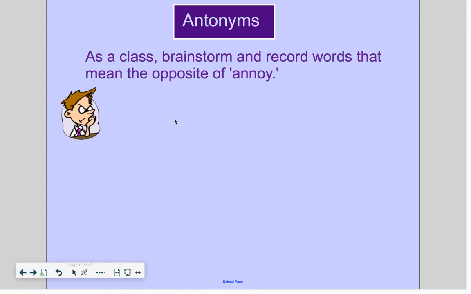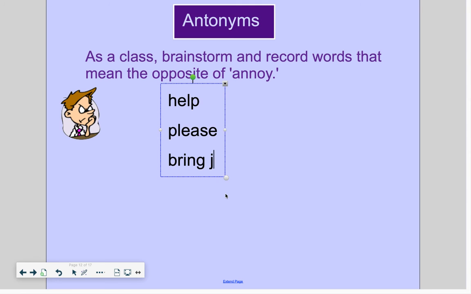And so the antonym now would be for annoy. So the opposite of annoy. So maybe help. Someone's annoying you; maybe they are helping you, maybe pleasing someone. If they're making you happy, then they are bringing joy. You could say if someone's annoying you, they're pleasing you. So please and pleasing are sort of the same word. These are just some of the ones I came up with. You maybe came up with different ones.